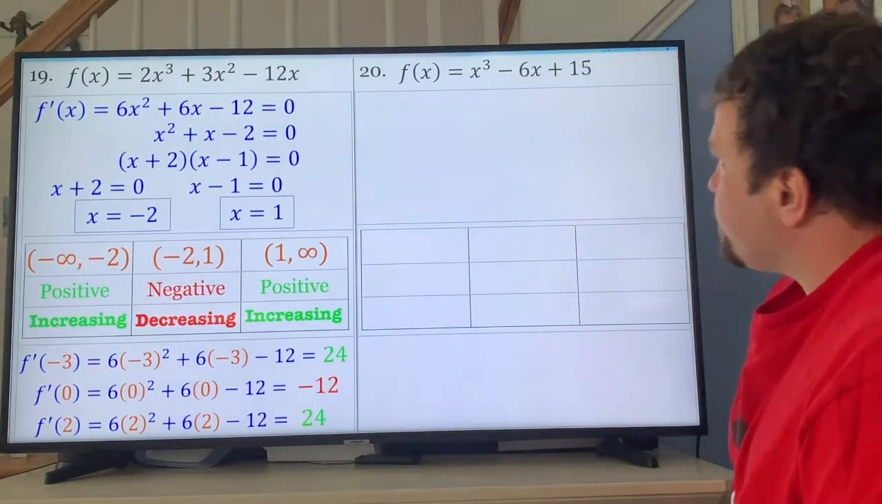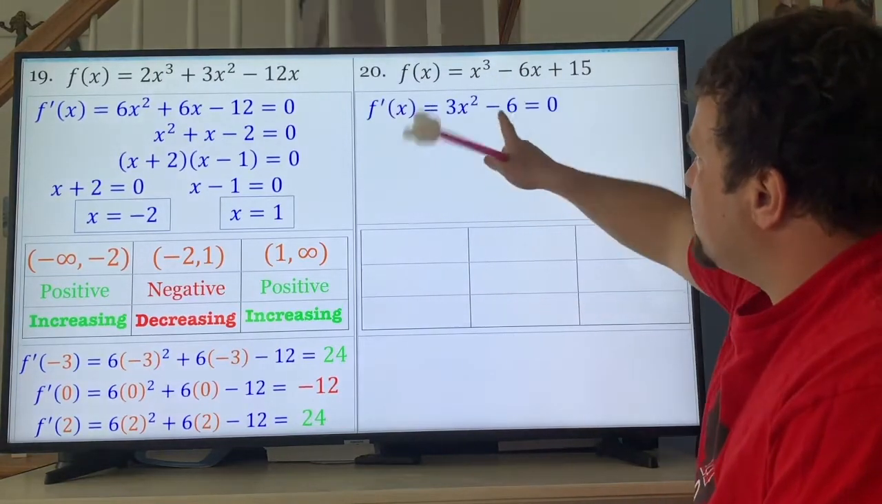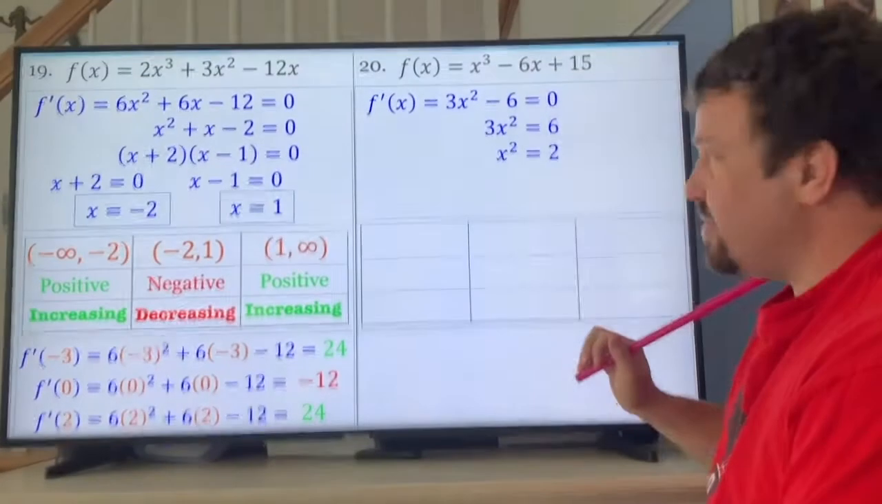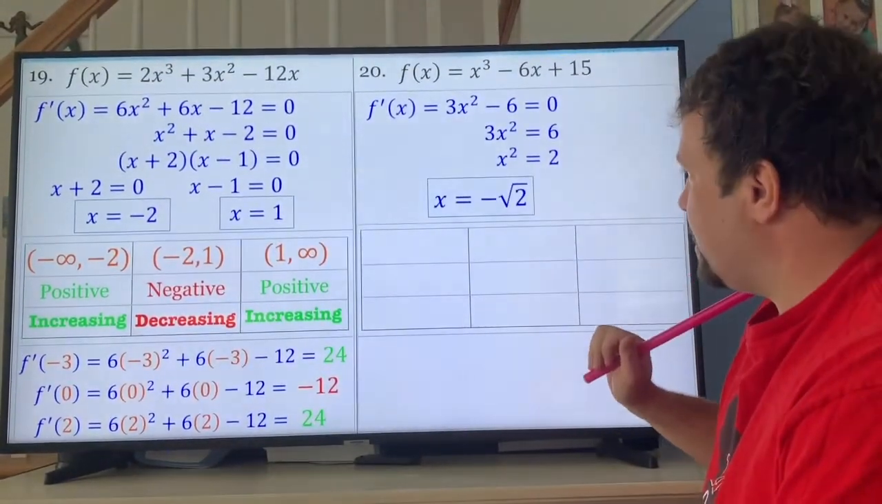Problem number 20. Derive. 3x squared minus 6 equals 0. Add 6. Divide by 3. x squared equals 2. So take the square root. x equals negative radical 2.